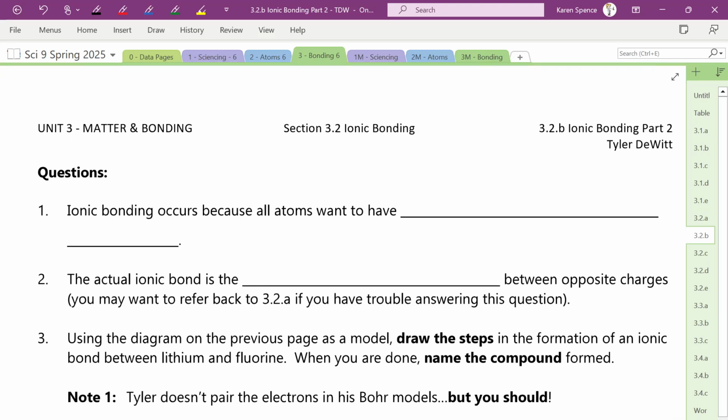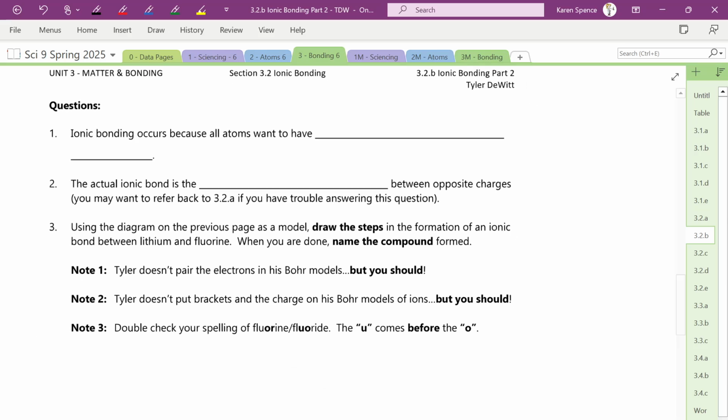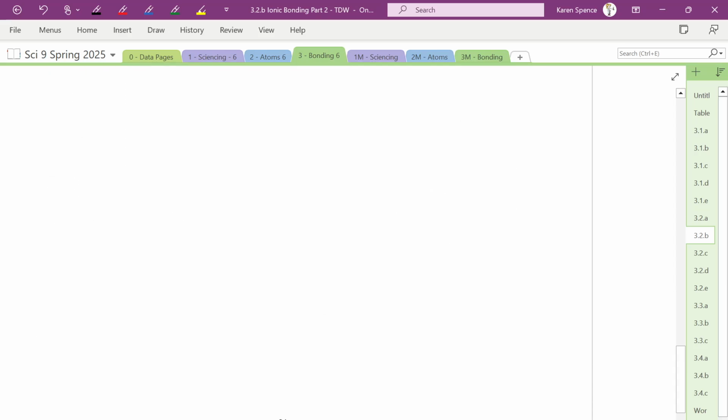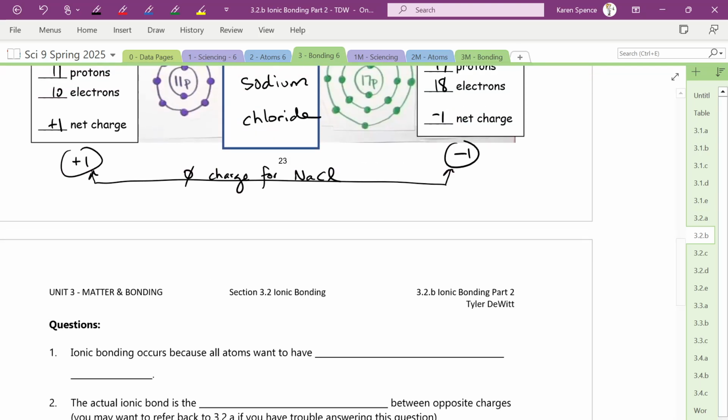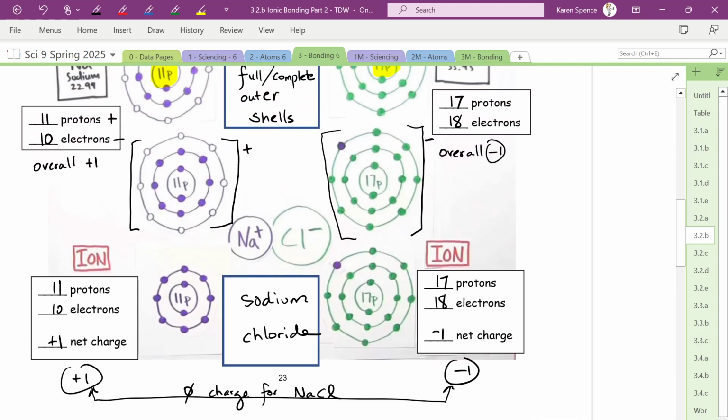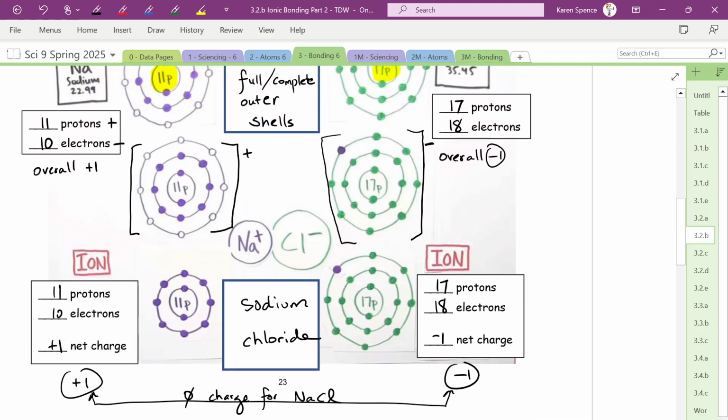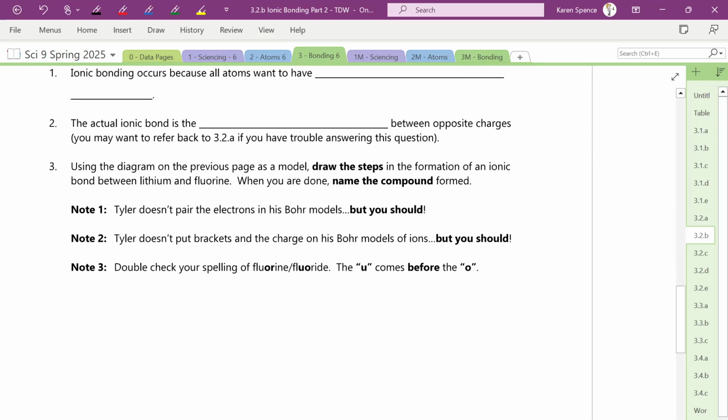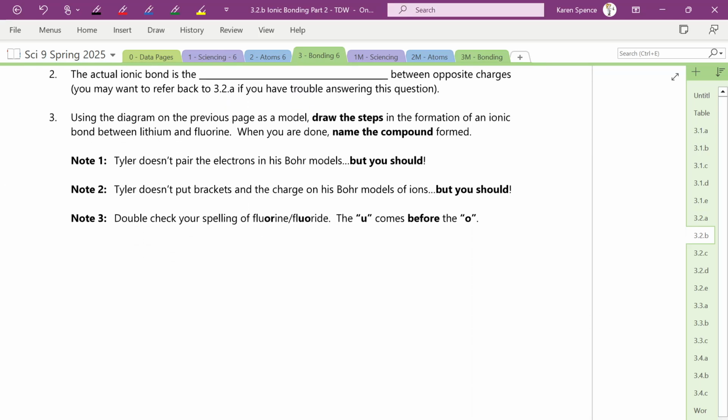And now there's a few questions here. Do you guys want to take a few minutes and do these? These are page 24. So take a few minutes and do page 24. Oh, and by the way, I know Tyler doesn't pair up his electrons. When you draw your diagram, you can show the electrons pairing up, okay?